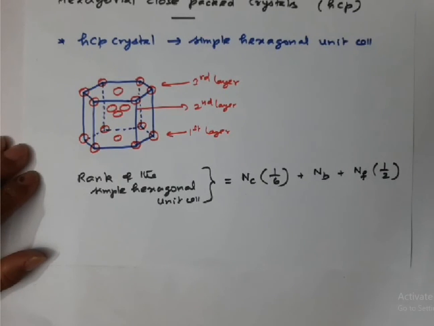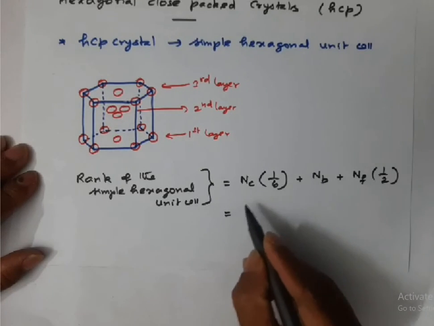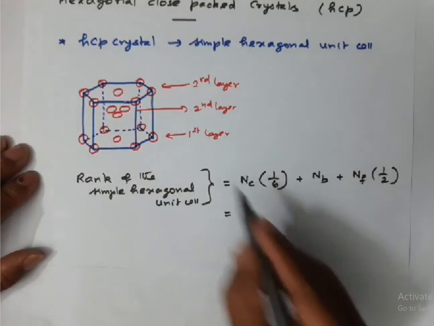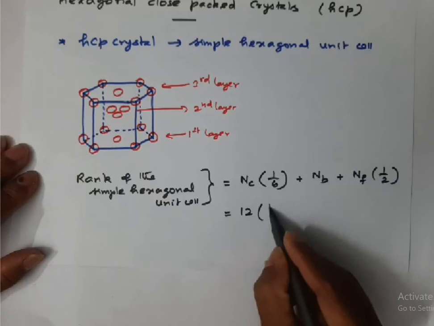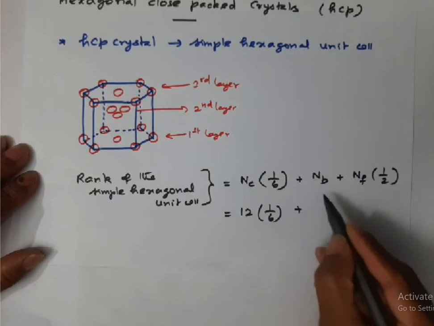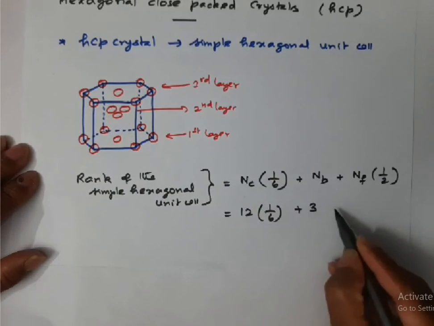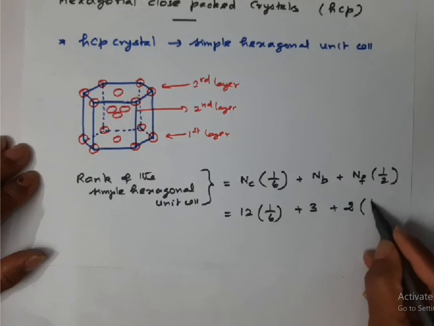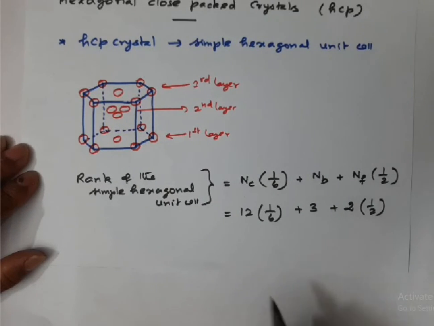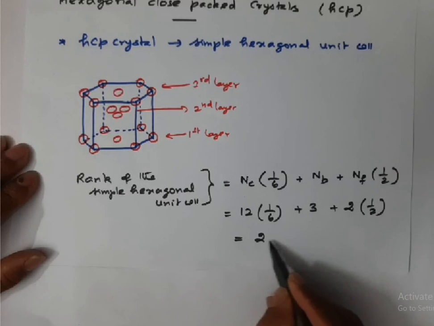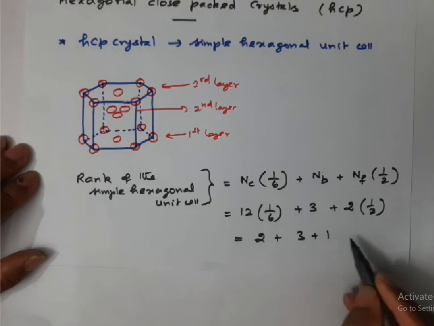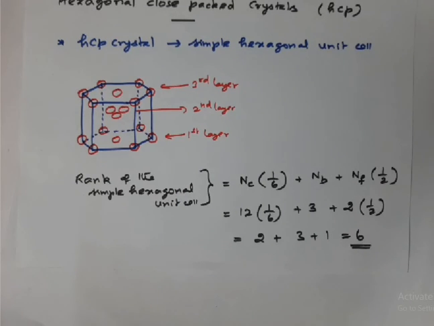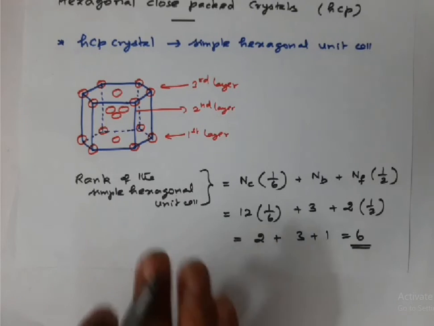Now I'll substitute the atoms. We have a total of 12 corner atoms, so 12 into 1 by 6, plus we have 3 body center atoms, 3, plus we have 2 face center atoms, 2 into 1 by 2. So we'll get 2 plus 3 plus 1, which gives 6. So the rank of the simple hexagonal unit cell is 6, which we discussed already.